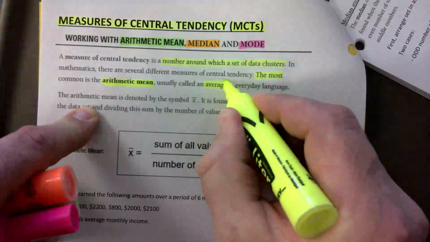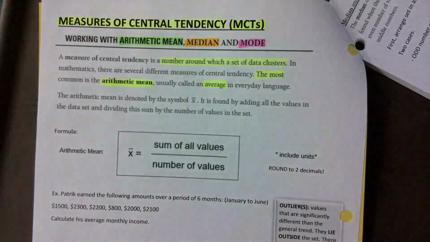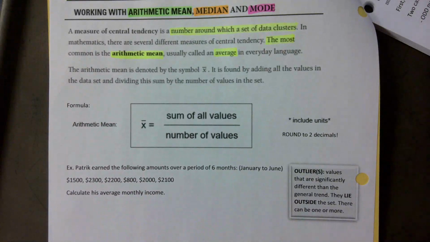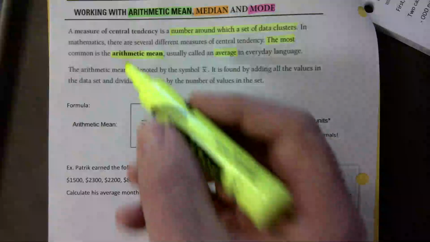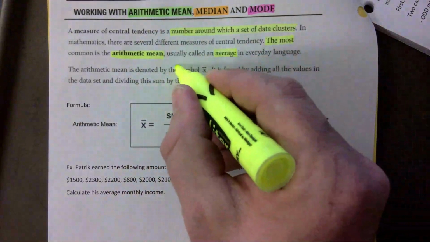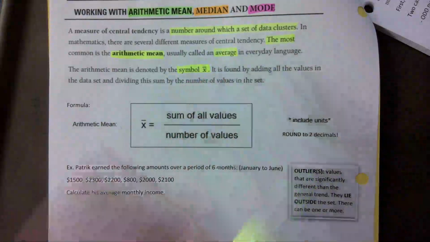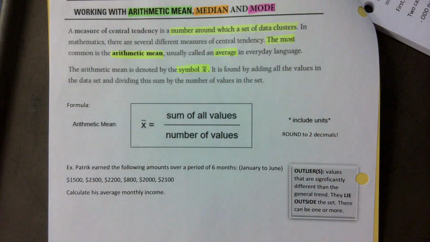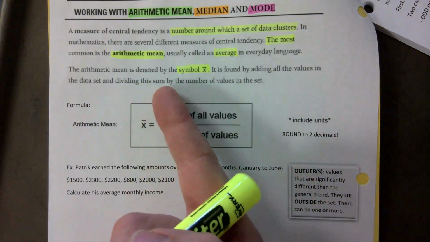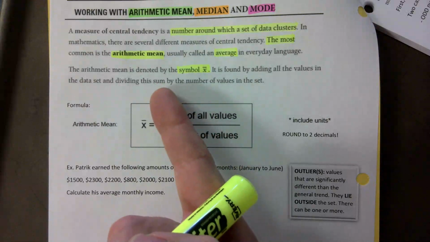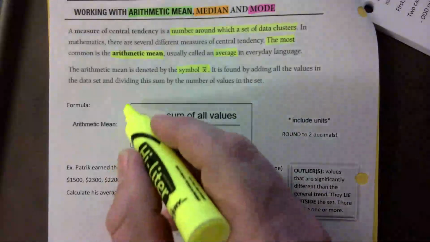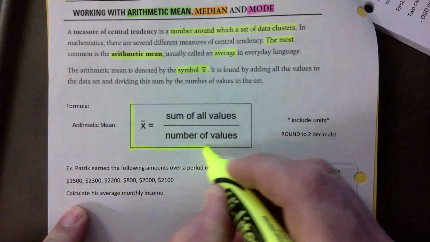It's also known as the average in everyday language. That's what we usually call it, the average, instead of the arithmetic mean. The arithmetic mean is denoted by the symbol. There's your symbol, X with a bar on top. Okay? It is found by adding all the values in the data set and then dividing this sum by the number of values. I think you all remember this one.